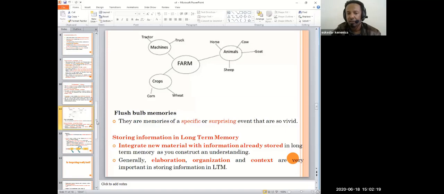If someone says cow, you'll put it under animals. If someone says truck, you'll put it under machine. If someone says crops, and so on. When we store things in the long-term memory, we put them like this. But we do this unconsciously, not consciously. Our brain does it unconsciously.